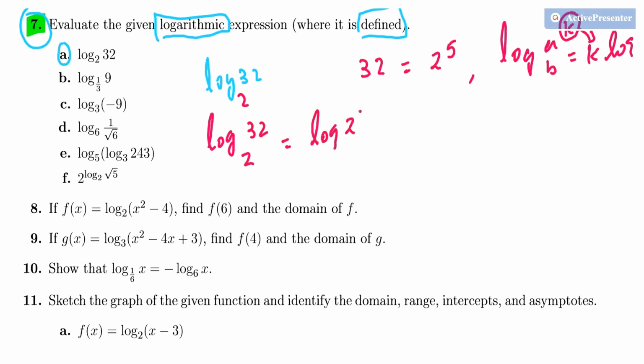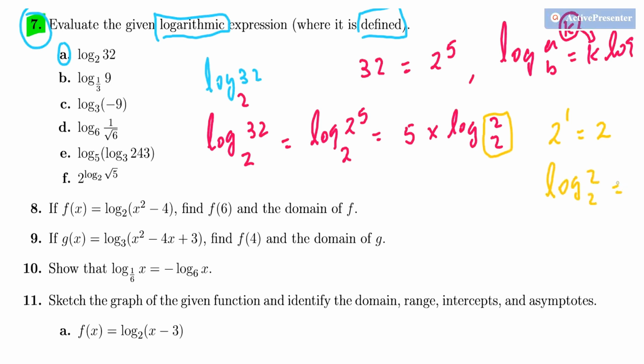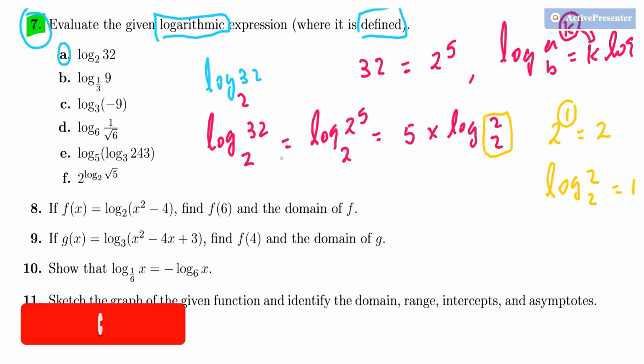So in this case, the logarithm of 32 to the base 2, we write it as the logarithm of 2 to the power of 5 to the base 2. So it will be 5 times the logarithm of 2 to the base 2. To the power of 1 is 2. So when you change this exponential to logarithm form, the logarithm of the output to the base 2 will be the input, because logarithm and exponential are inverse functions. So this is equal to 5.